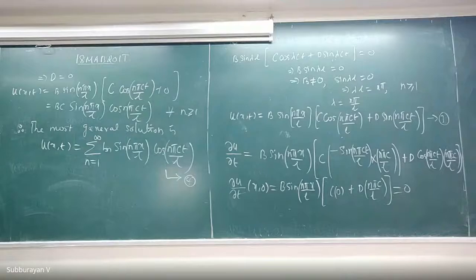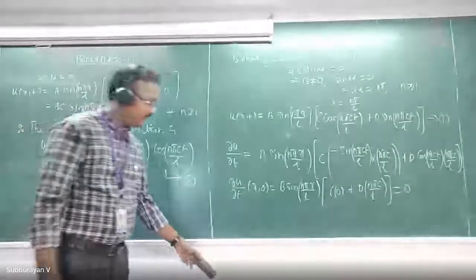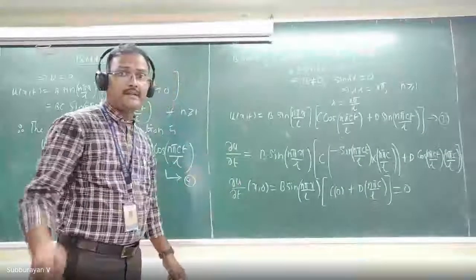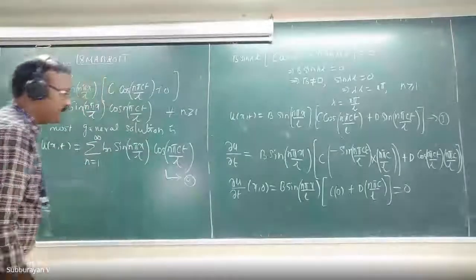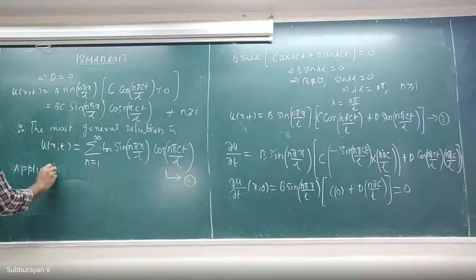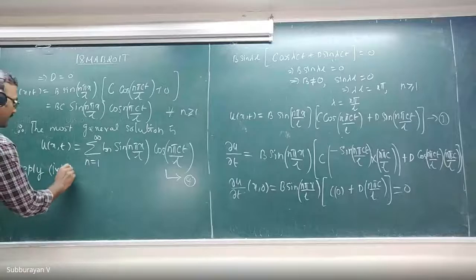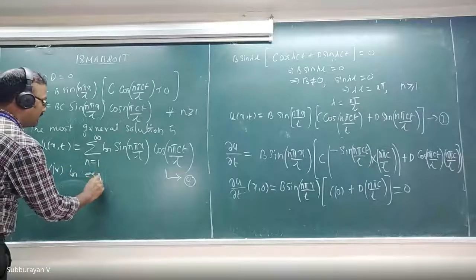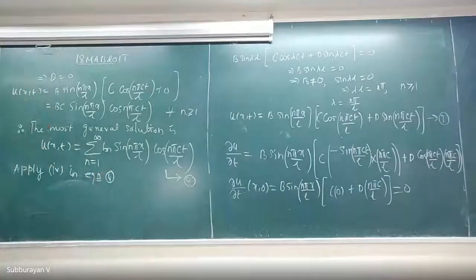How many conditions are applied? There are 4 conditions. Among the 4, the first 3 are applied. The 4th one is left. Now I am going to apply the 4th condition. Apply the condition 4 in equation number 4.